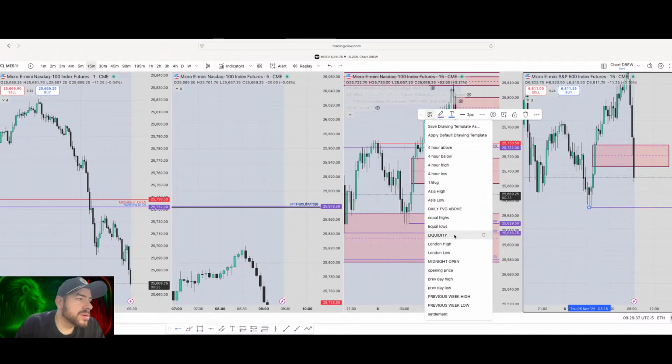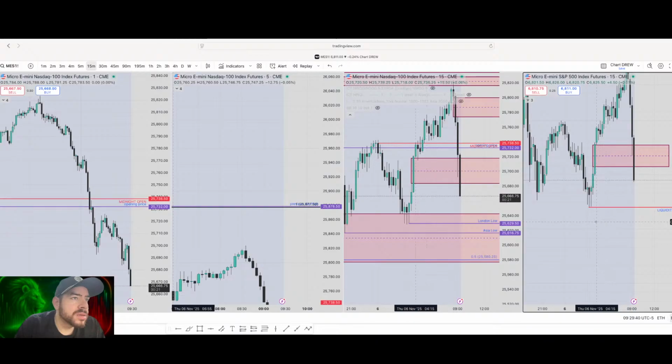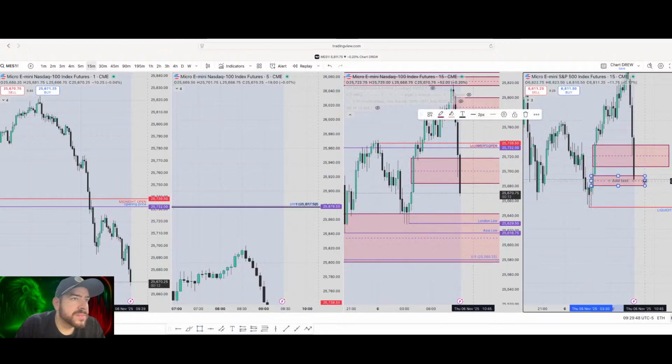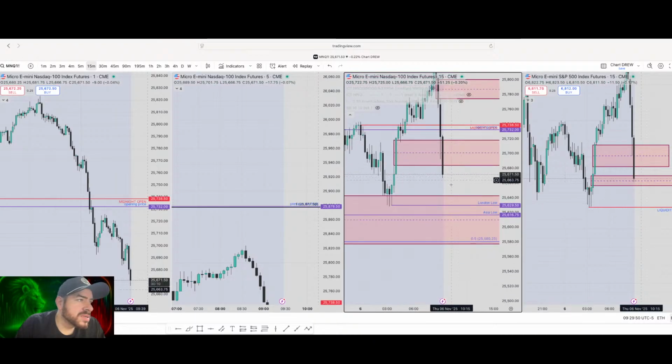Liquidity right here, and another 15 right here. So I'm expecting to take out these London low, Asia high, Asia low, but I'd like to see a retrace and then let's go down.